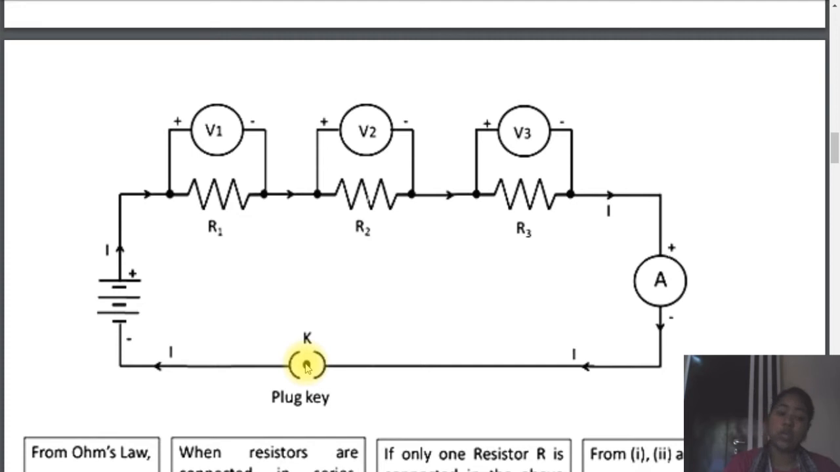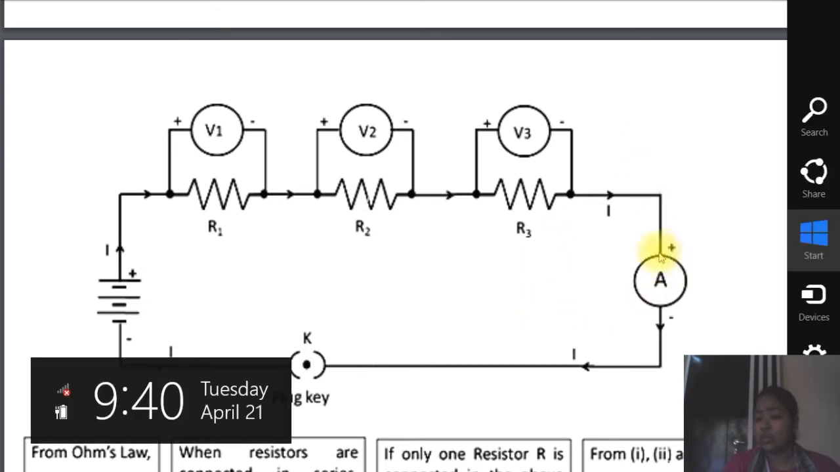And when we close the key, the circuit will be completed and current flows through the circuit. When we close the plug key, the current flows, and we measure the amount of the current flowing through the circuit with the help of the ammeter. Suppose this is 5 ampere. Done. This is our one step, then we open the key.